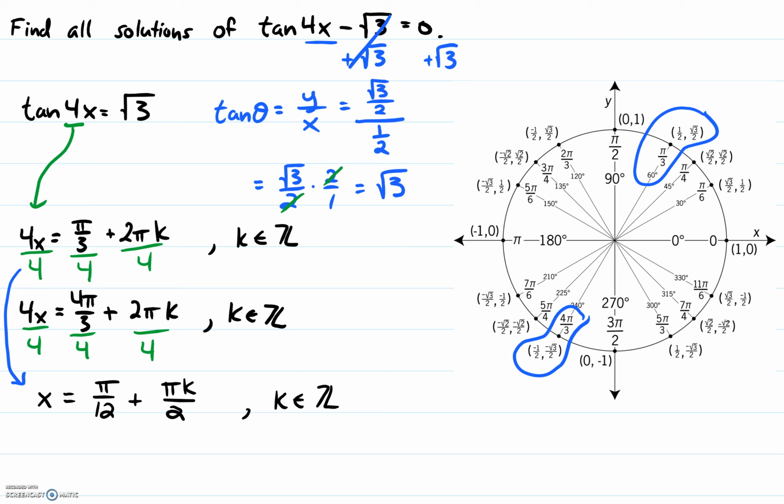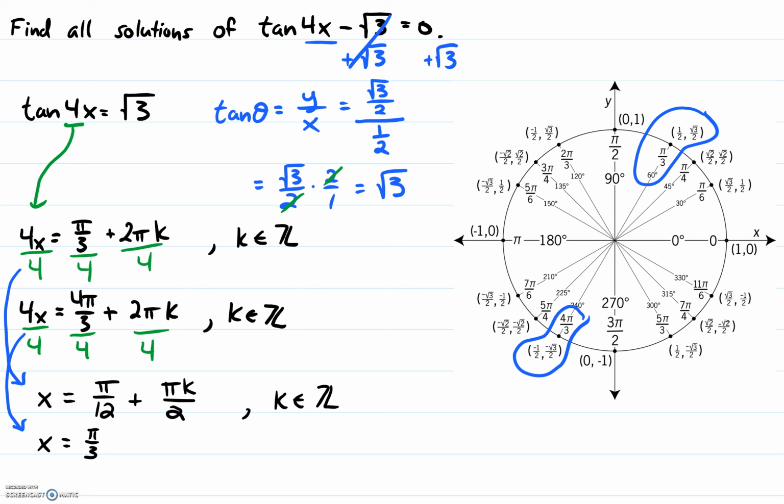That's the infinite number of solutions we get that are going to end in the same place as the original pi over 3. But again, we modified that. Now let's do the same thing for our second solution set. So again, 4x divided by 4 is just going to be x. And then 4 pi over 3 divided by 4 is going to give you pi over 3.